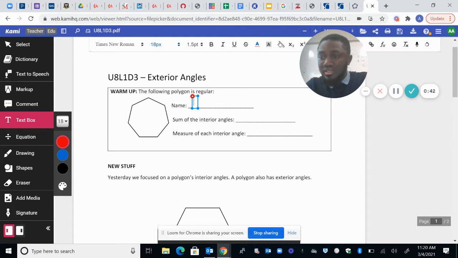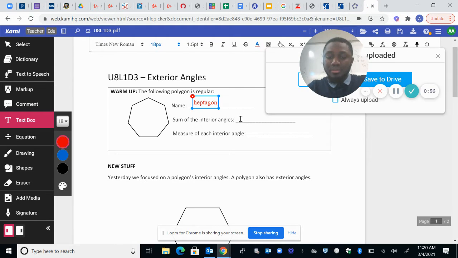It has 1, 2, 3, 4, 5, 6, 7 sides. So it's just a heptagon, a seven-sided polygon. And when we have a heptagon, we know to get the sum of each.